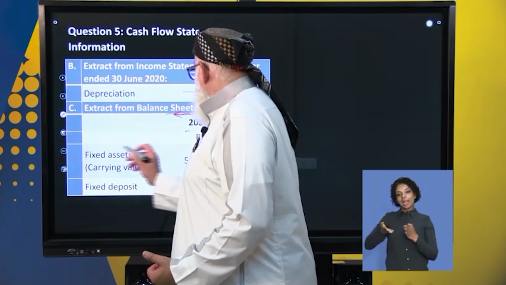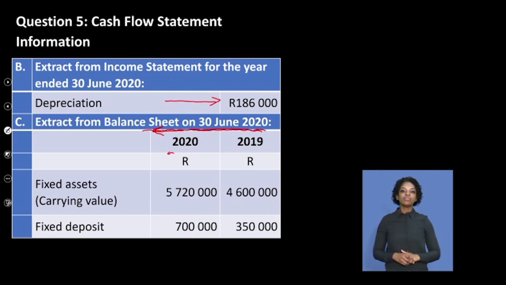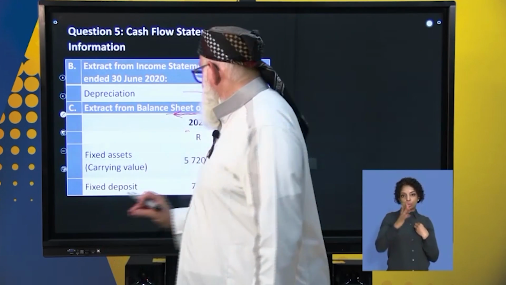Okay, so we have this here for our fixed assets, which is given to us at carrying value. Remember, what is carrying value? Cost price minus accumulated depreciation. In other words, the cost, which is your asset, minus the negative asset will give you your carrying value. Got it? Okay.